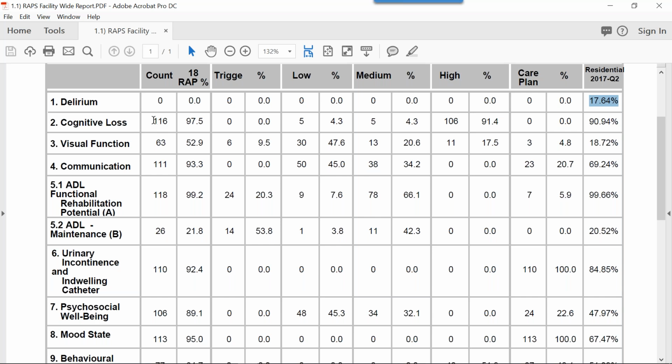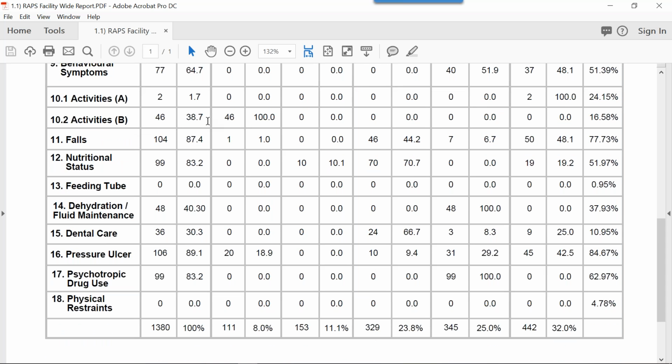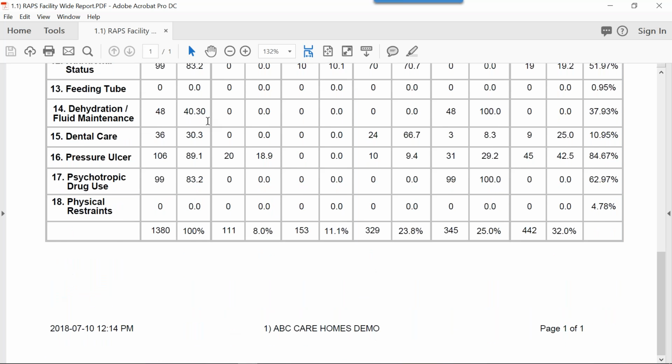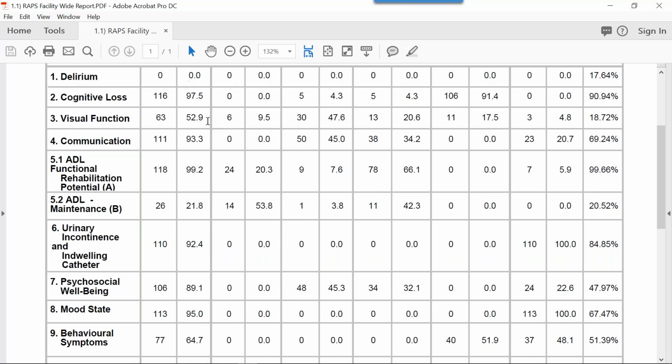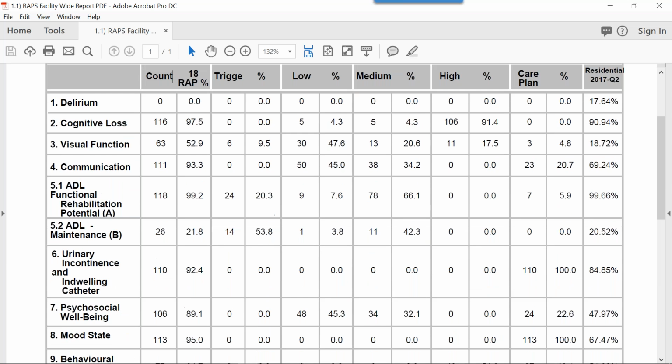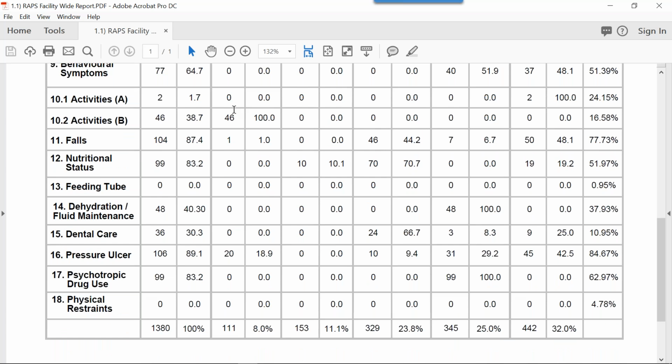Now on cognition, I have 116 of the 119 people, which is not surprising, not a great indicator. That's 97% of my residents, okay? And let's go down to some of the more interesting ones. The one I'm going to look at here, oh, sorry, I want to look at this one for psychotics, right? Psychotic use.